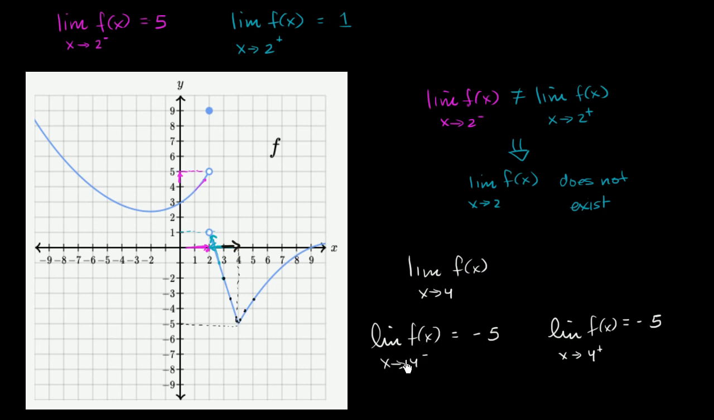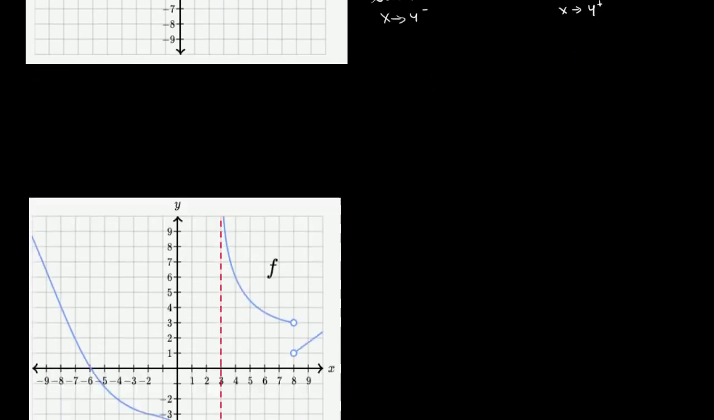And since the limit from the left-hand side is equal to the limit from the right-hand side, we can say, so these two things are equal, and because these two things are equal, we know that the limit of f of x as x approaches 4 is equal to 5. Let's look at a few more examples.